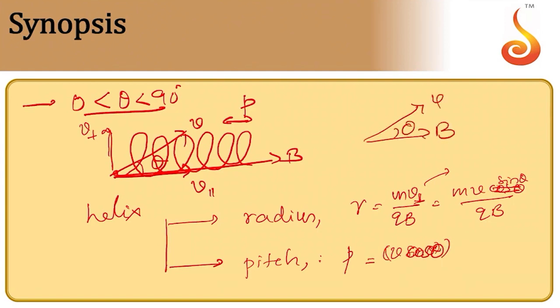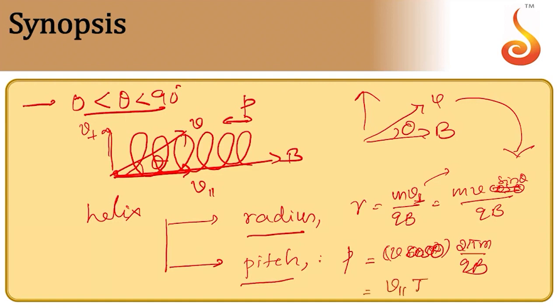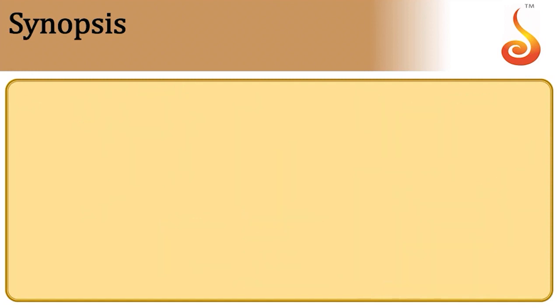Parallel component is responsible for translational motion, perpendicular component is responsible for circular motion. So, the pitch is going to be v sin theta into 2 pi m divided by qB, and the radius involves v cos theta. So, this part has to be kept in mind. A helical path is understood in terms of radius and pitch. Pitch is given by v parallel into time period. And radius is given by m v perpendicular divided by qB.